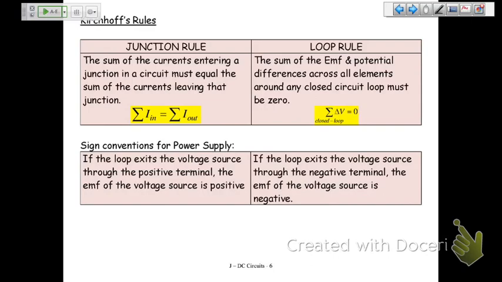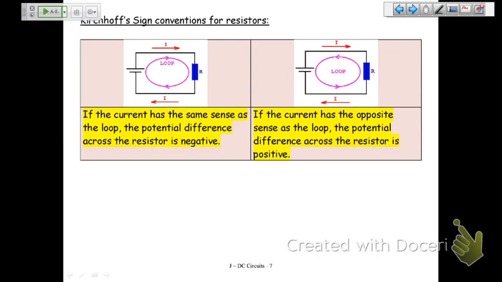Now, if I flip the sign of my EMF, that loop decision is also going to flip the signs of your potential differences. So as long as you're consistent, it all works out. So we did the EMF, what about the potential differences? You take the same loop, you can't have a different loop, same loop. And now you say, is the current flow through the resistor in the same direction as my imaginary loop journey?